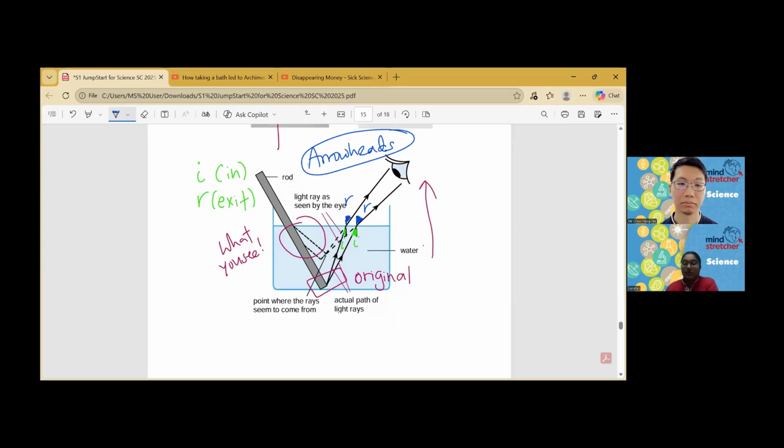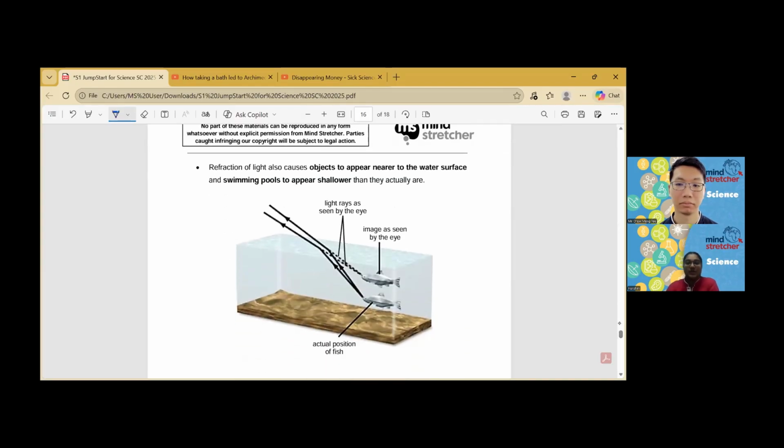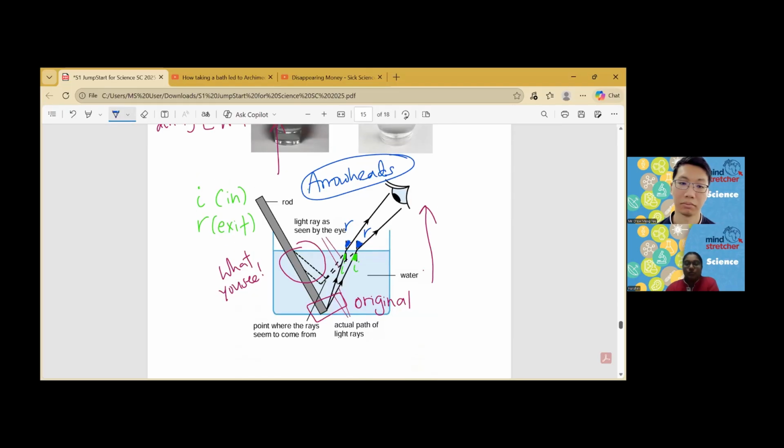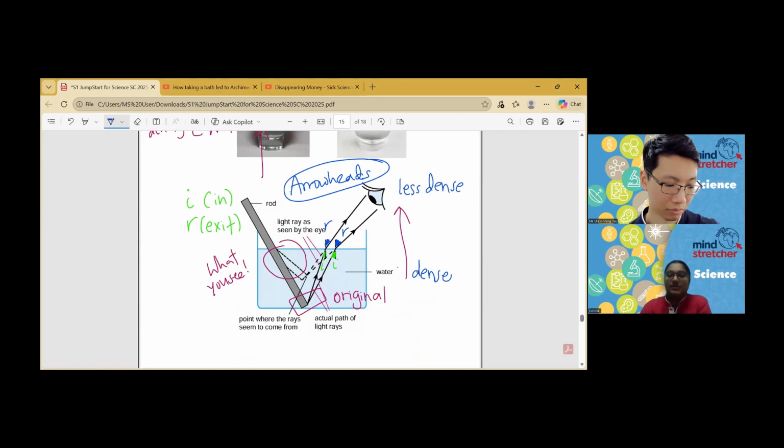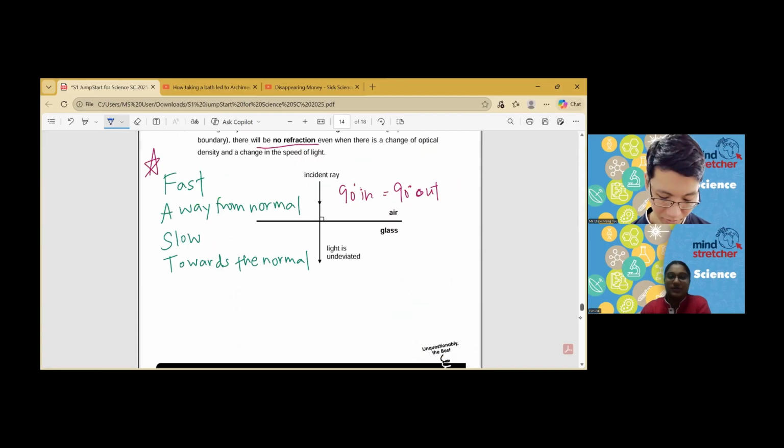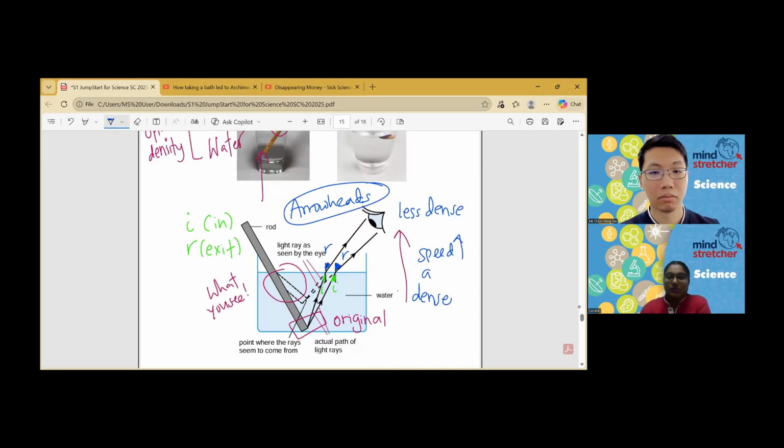Just now, based on the swimming pool example I told you, objects will appear nearer to the water surface and swimming pools will also appear shallower. Yes, it bends away from the normal. If it is from water to air, this will be dense to less dense, so the speed is increasing. If your speed is increasing, what is going to happen? If you take a look at the acronym, speed increase means away from the normal. So yes, correct, it should be away.